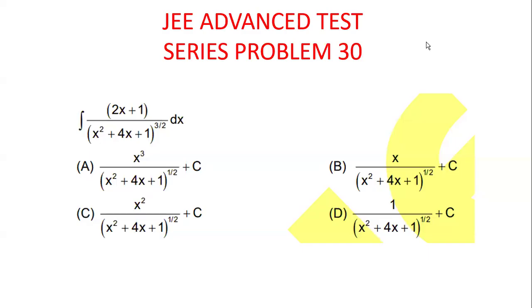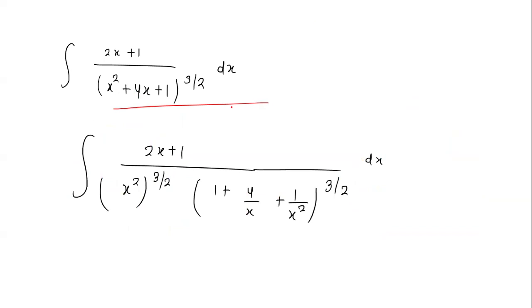So hello guys, in this video we are going to solve this problem. In this problem, it is given that we have this integral, which is (2x + 1) divided by (x^2 + 4x + 1)^(3/2) dx, and we have to tell which option is correct. So let's see how we can solve this. So we have this integral.